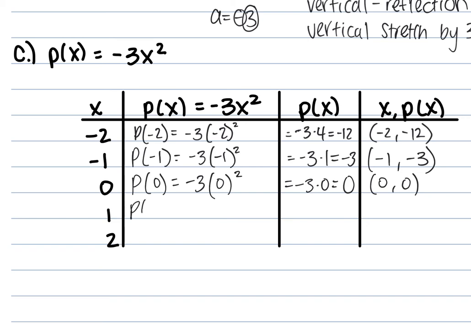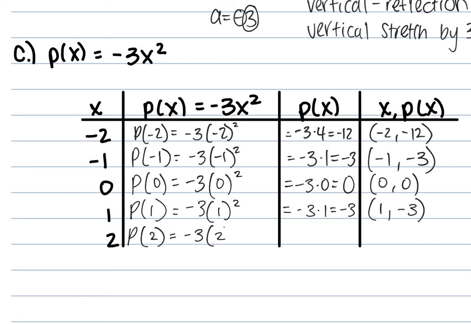Chloe, do the next one. Replace x with 1. Mm-hmm. And then you'd square 1, which would just be 1. And then multiply it, so it'd be -3 times 1, which is -3. Excellent. So 1 comma -3. Beautiful. And Sophia, do the last one. Last one is gonna be P, and in the parentheses you're gonna put 2. Yep. It's gonna equal -3 times 2 to the power of 2. That's gonna give you -3 times 4, and that's gonna equal -12. Perfect. And then it's gonna be 2 comma -12.